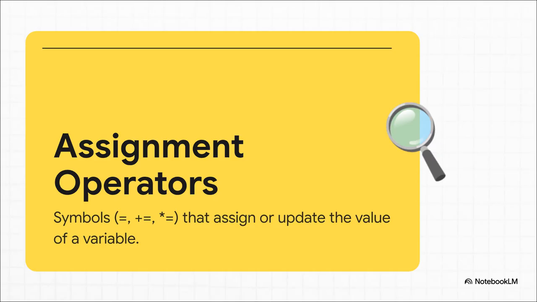Now, let's talk about a real-time saver, assignment operators. Of course, you know the basic equal sign, but Java gives us some fantastic shortcuts, like plus equals or times equals. These let you perform an operation and assign the new value all in one super clean, super efficient step.